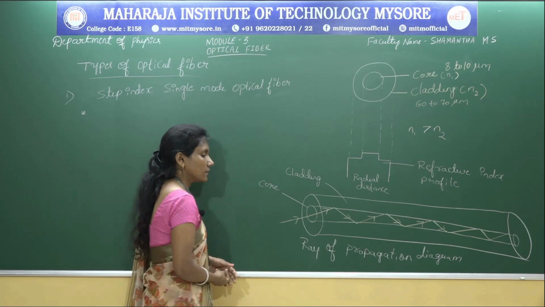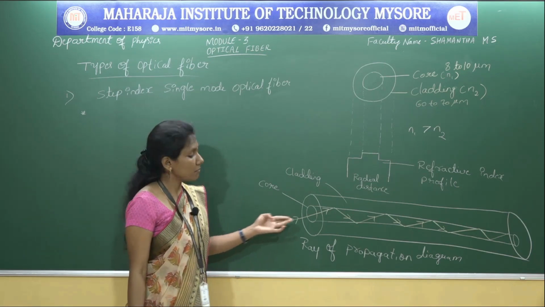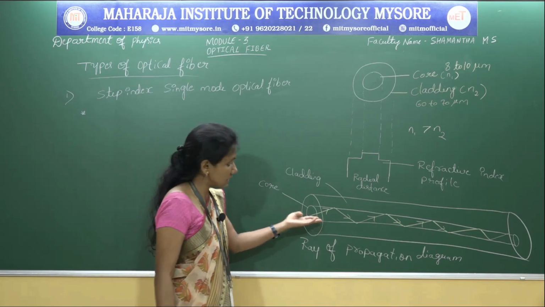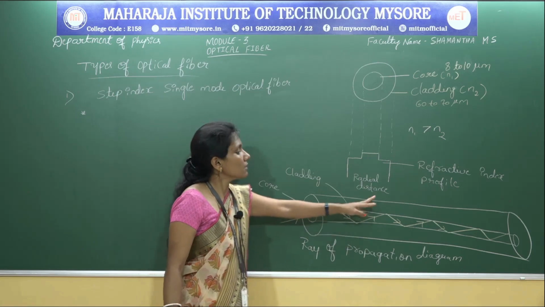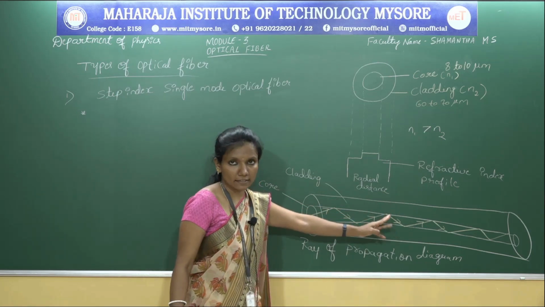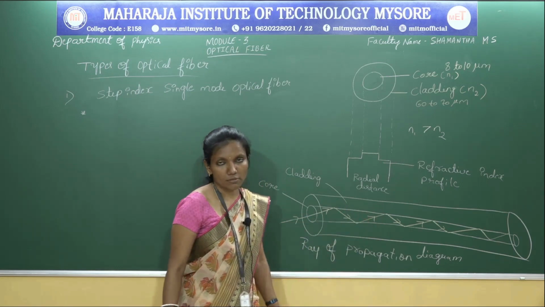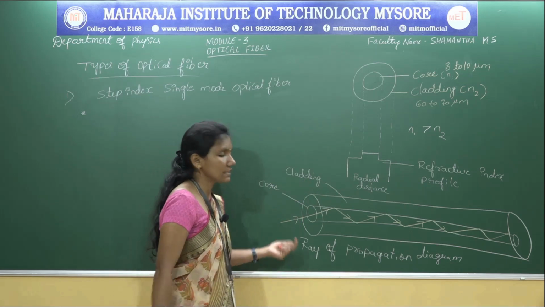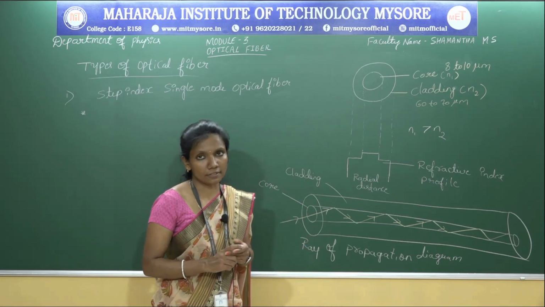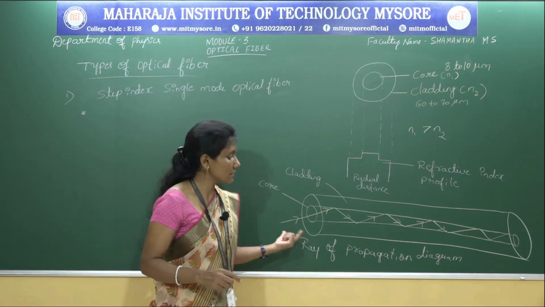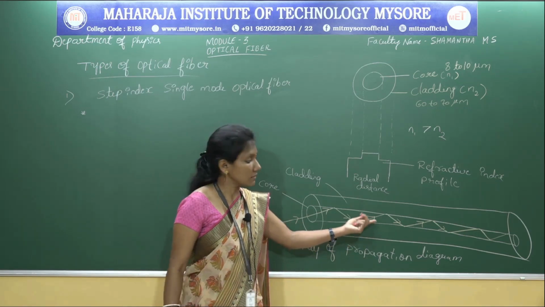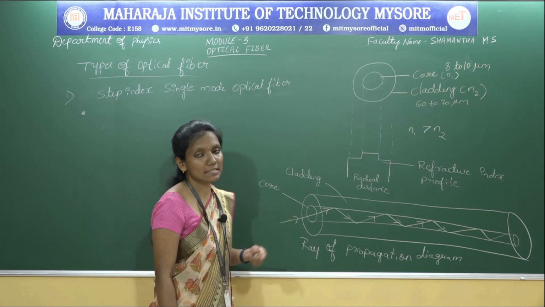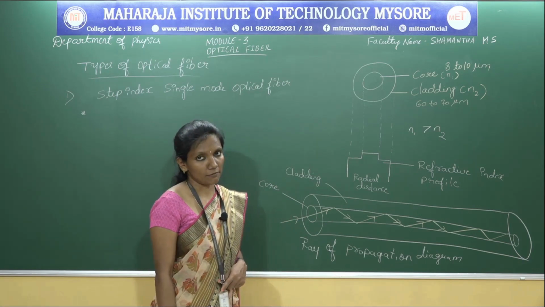So when a ray of light passes inside the optical fiber, total internal reflection takes place. The ray of light completely reflects inside the optical fiber and that will process the signals. So here only the single mode of light signal will pass inside the optical fiber. That's why we call this a step index single mode optical fiber.